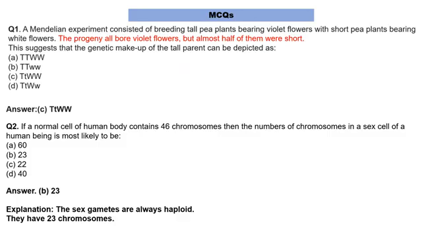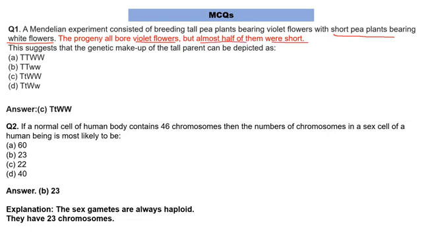So let's start with question number 1. The Mendelian experiment consisted of breeding tall pea plants bearing violet flowers with short pea plants bearing white flowers. The progeny all bore violet flowers, but almost half of them were short, right?